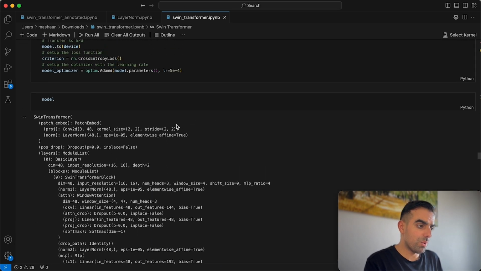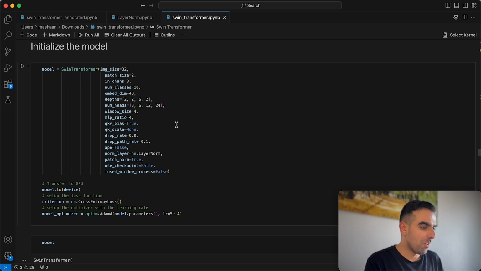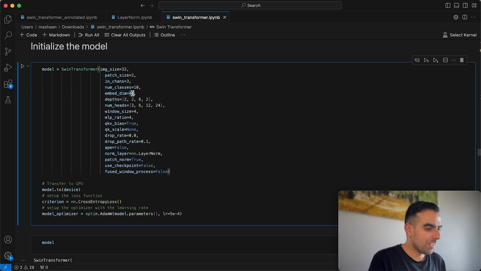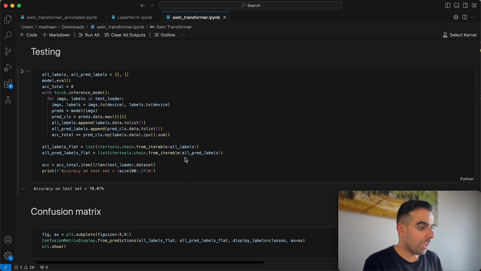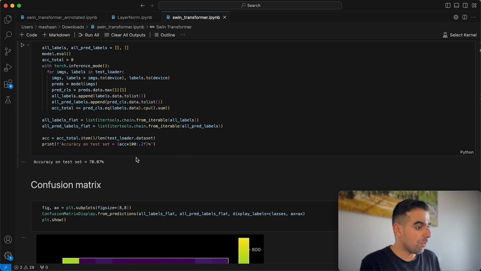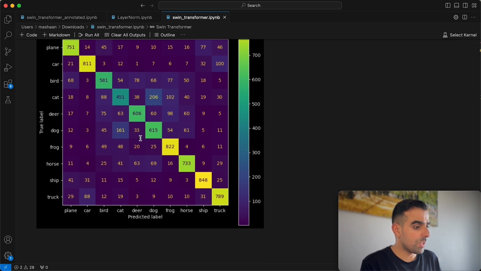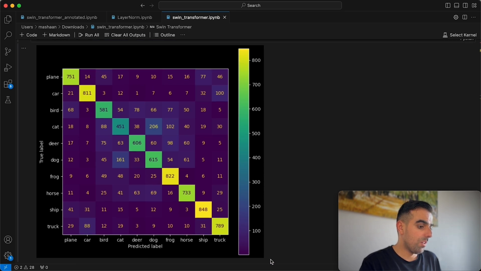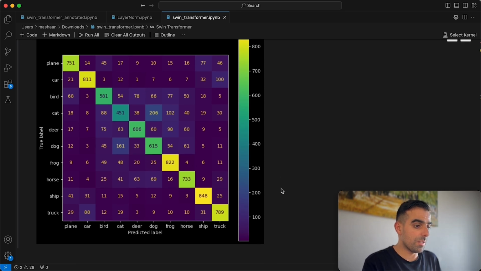Of course, I had to make some compromises. I reduced the number of embedding dimensions just to make it run on the Google Colab free quota. So if you have the computational power, you can use this notebook. It's really just for running the whole dataset. On the CIFAR10 dataset, I got 70% in 200 epochs. And this is the confusion matrix for the 10 classes.